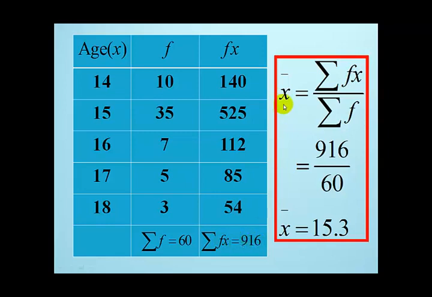So we know that the mean from the frequency table is given by summation fx divided by summation f. From the table, summation fx is equal to 916, and summation f is equal to 60. Therefore the mean, that is x bar, is equal to 916 divided by 60, and the mean is equal to 15.3. So that is how we calculate the mean from the frequency table.